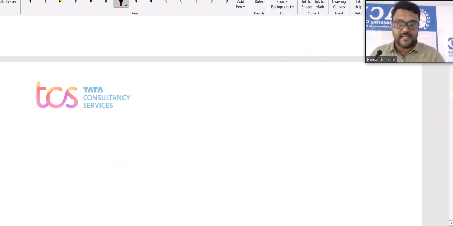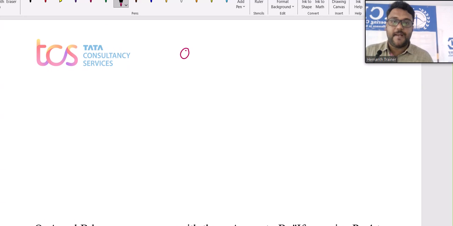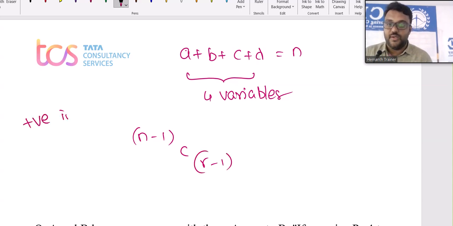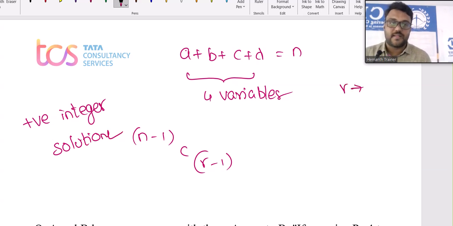It's an application of combinations actually. When you have a plus b plus c plus d equal to n, how many variables is this? 4 variables, or let's say r variables. When the number of variables is r, then you can go with the formula n minus 1 C r minus 1, for positive integral solutions. n minus 1 C r minus 1. r is nothing but the number of variables. n is nothing but what value the summation should equal.